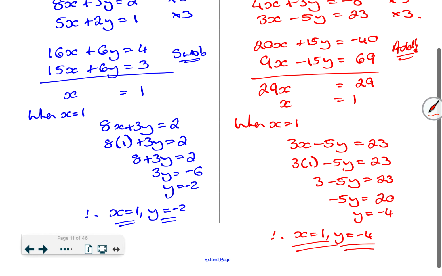And that is simultaneous equations. That's how easy that is.